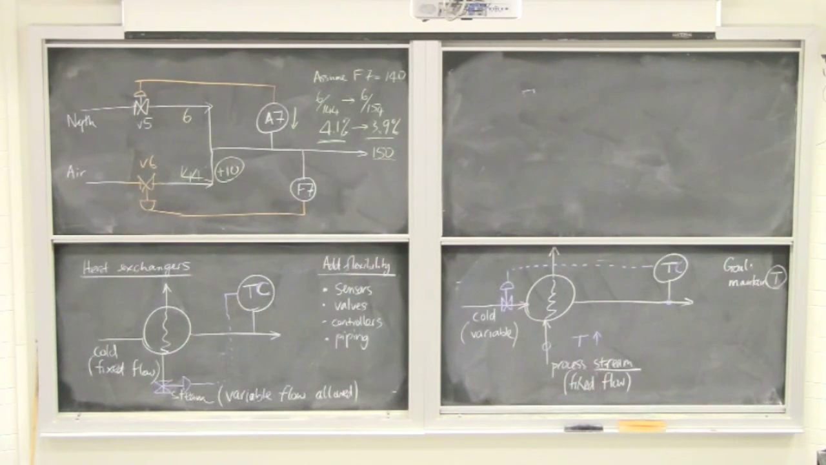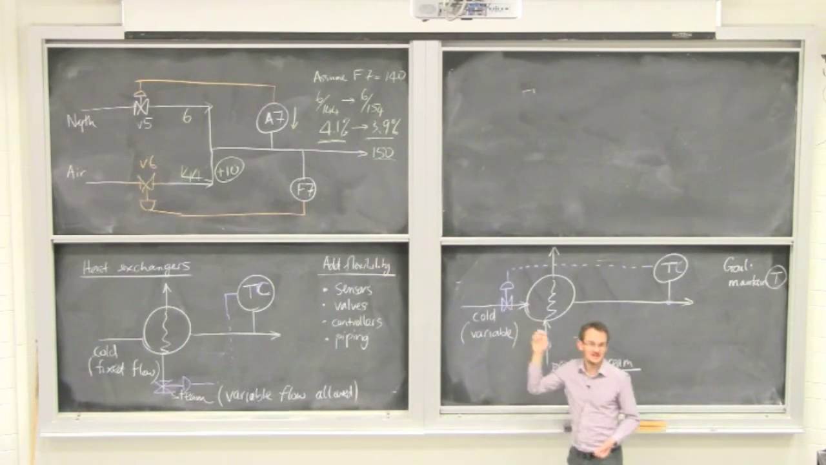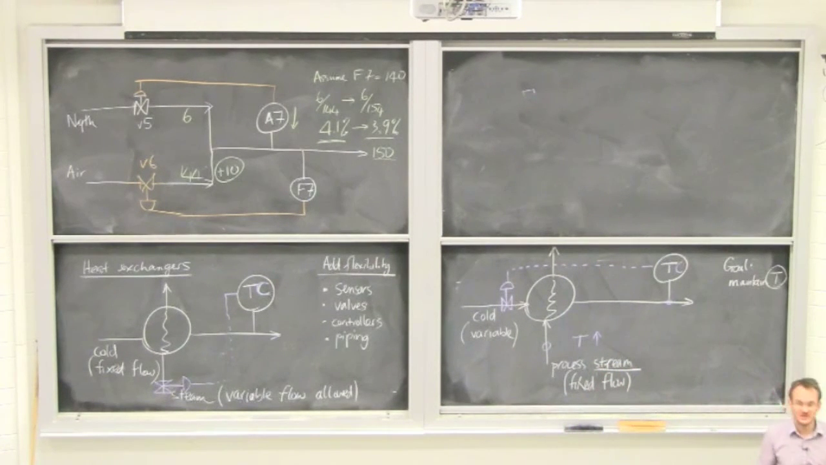And that is true, it does work. It's just not typically done. This configuration isn't the most common configuration, and the reason for that is we usually don't vary the flow of our process stream. Remember that idea I said to you just earlier? Our feed stream, our process stream, we typically don't manipulate it, or at least put control loops in the path of it.